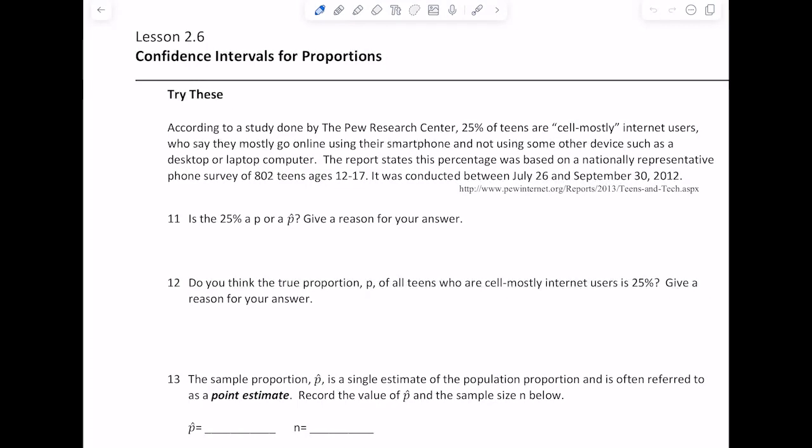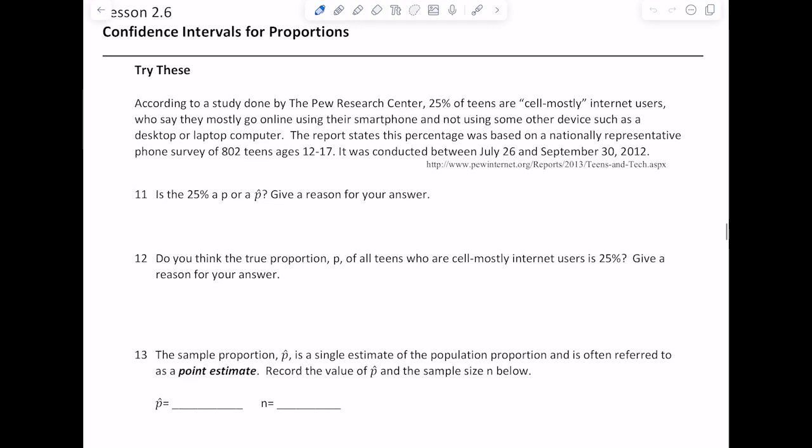Hi everyone. This lesson is 2.6 confidence intervals for proportions, and I'm continuing from where we left off in class. If you want to pause the video and read the problem, and then we'll work it out together.